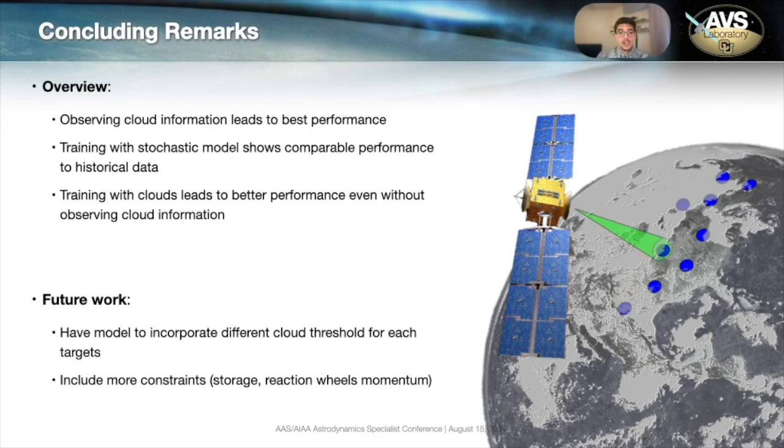So in future work, we aim to incorporate different cloud thresholds for each target and also include more constraints such as storage and reaction wheel momentum management.